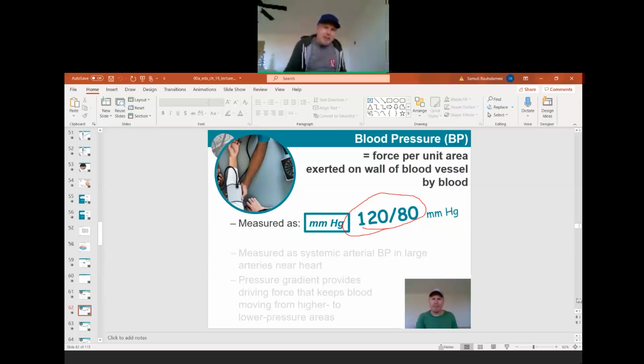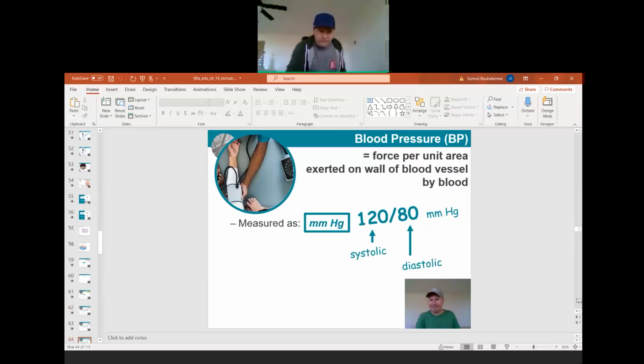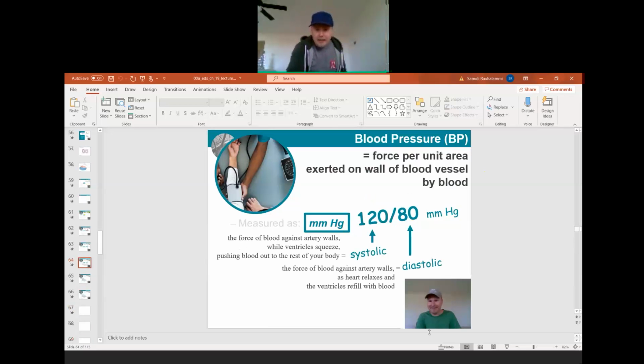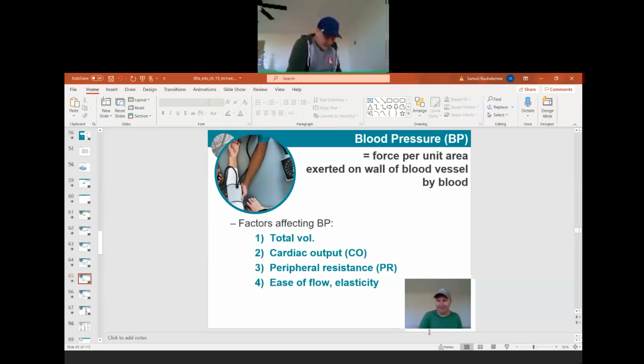So the next question would be then, I think logically, what affects the blood pressure? So we saw this systolic and diastolic value. Systolic was during the contraction, squeezing of the ventricles, and diastolic when the heart walls, ventricles especially, are relaxed and filling with blood. So there are many factors that affect blood pressure.